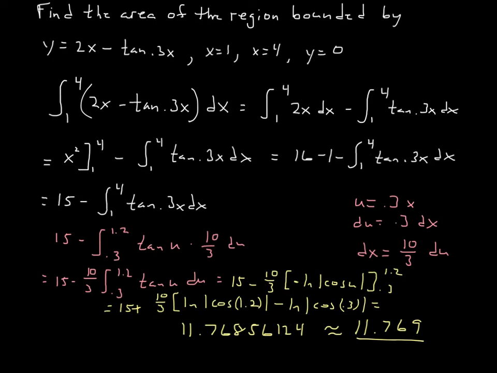And when I go through and put that into my calculator, I came up with 11.76856124. You can double check that. Hopefully I didn't make any mistakes when I entered it. And then that would be approximately equal to 11.769. So this now concludes the video that I have on integration that will involve natural logs.